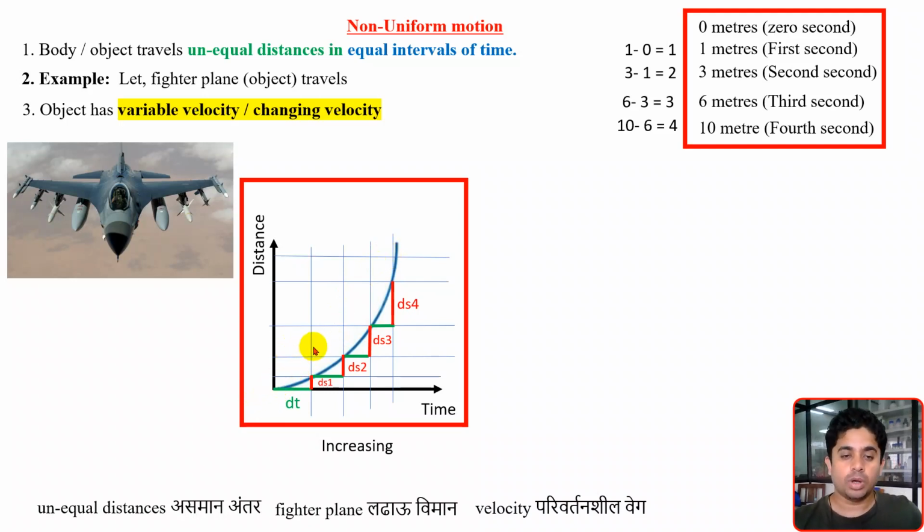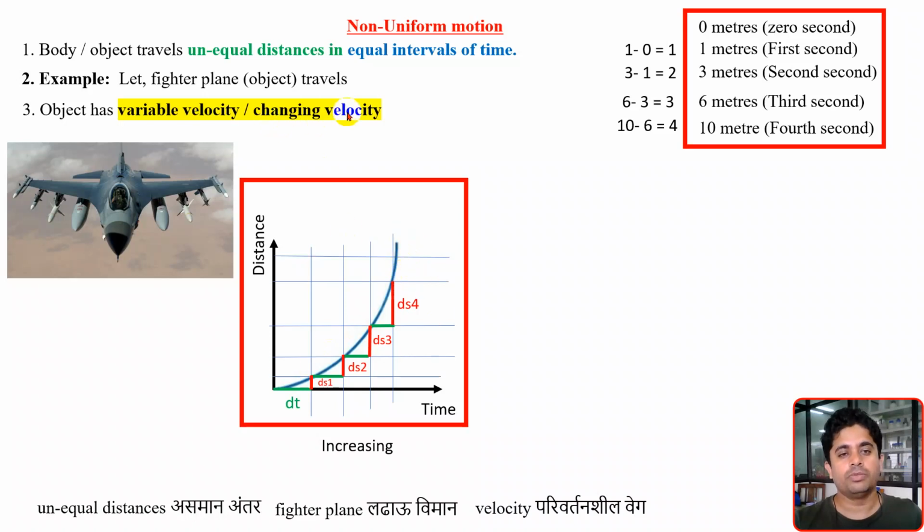But in case of a non-uniform motion, the ratio ds divided by dt is not constant for corresponding time intervals, and that is why the curve comes. We will not get a straight line; here we will get a curve for non-uniform motion. And here the distances ds1, ds2, ds3, ds4 are increasing, like here 1, 2, 3, 4. This graph we will call increasing non-uniform motion.